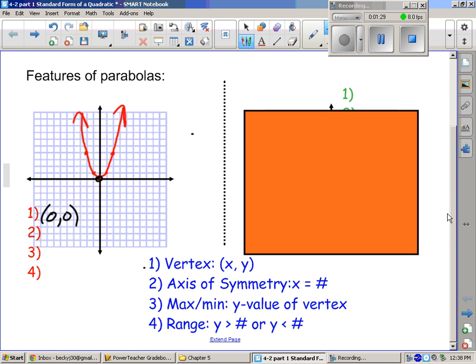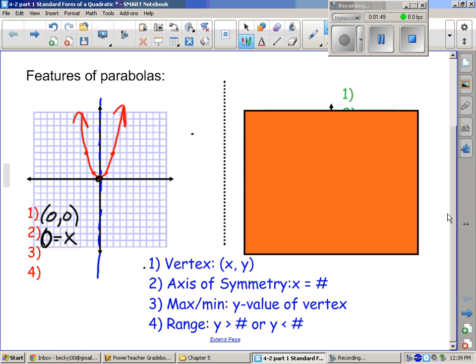The x value is always our axis. Our x value is 0, so we say x equals 0 is our axis of symmetry. And you can actually draw it in there and it makes a symmetrical line down the middle. So if you folded that picture in half, it would fold right on that dotted line.